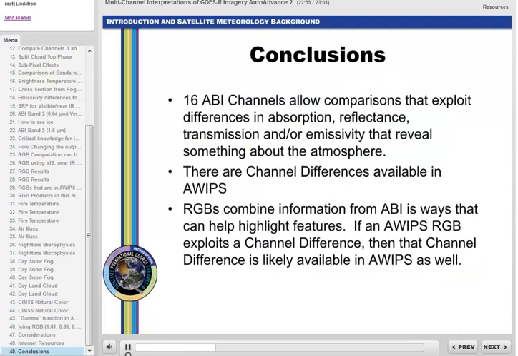This concludes the multi-channel interpretation part of the Satellite Foundational course for GOES-R. Thanks for listening.